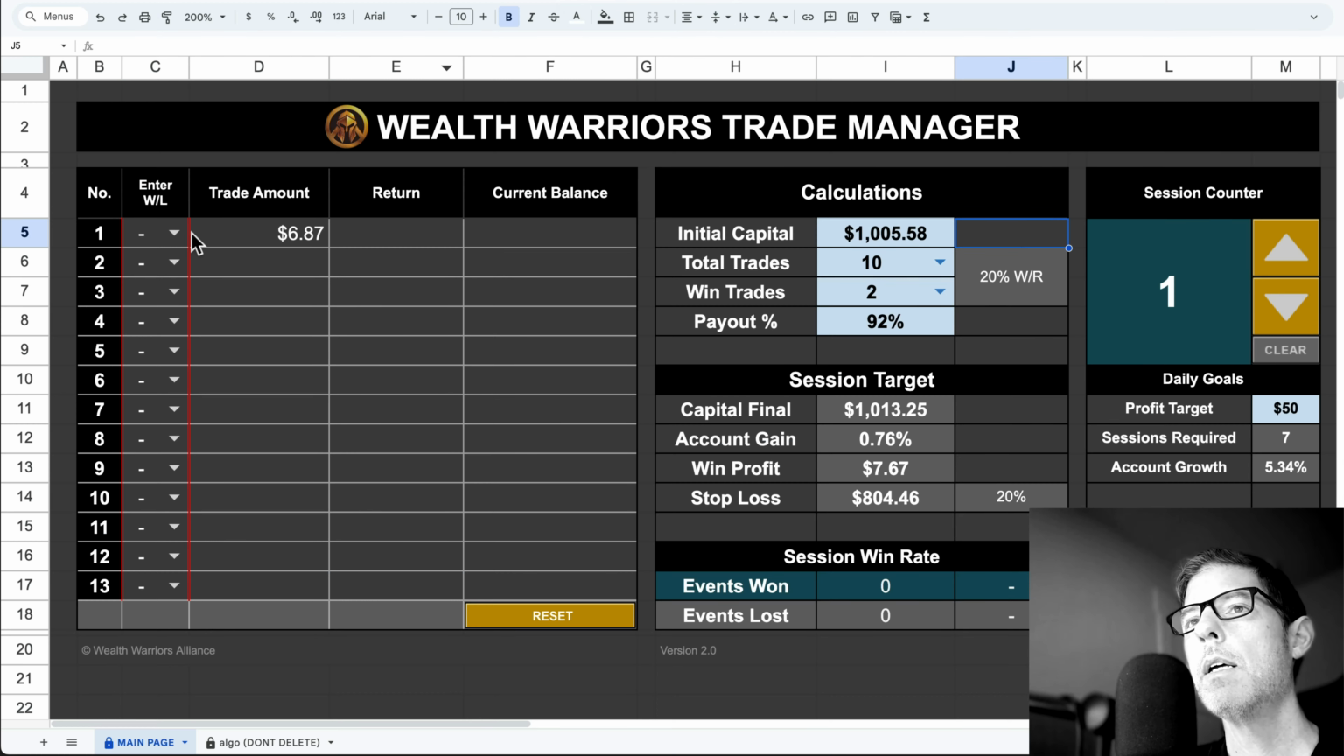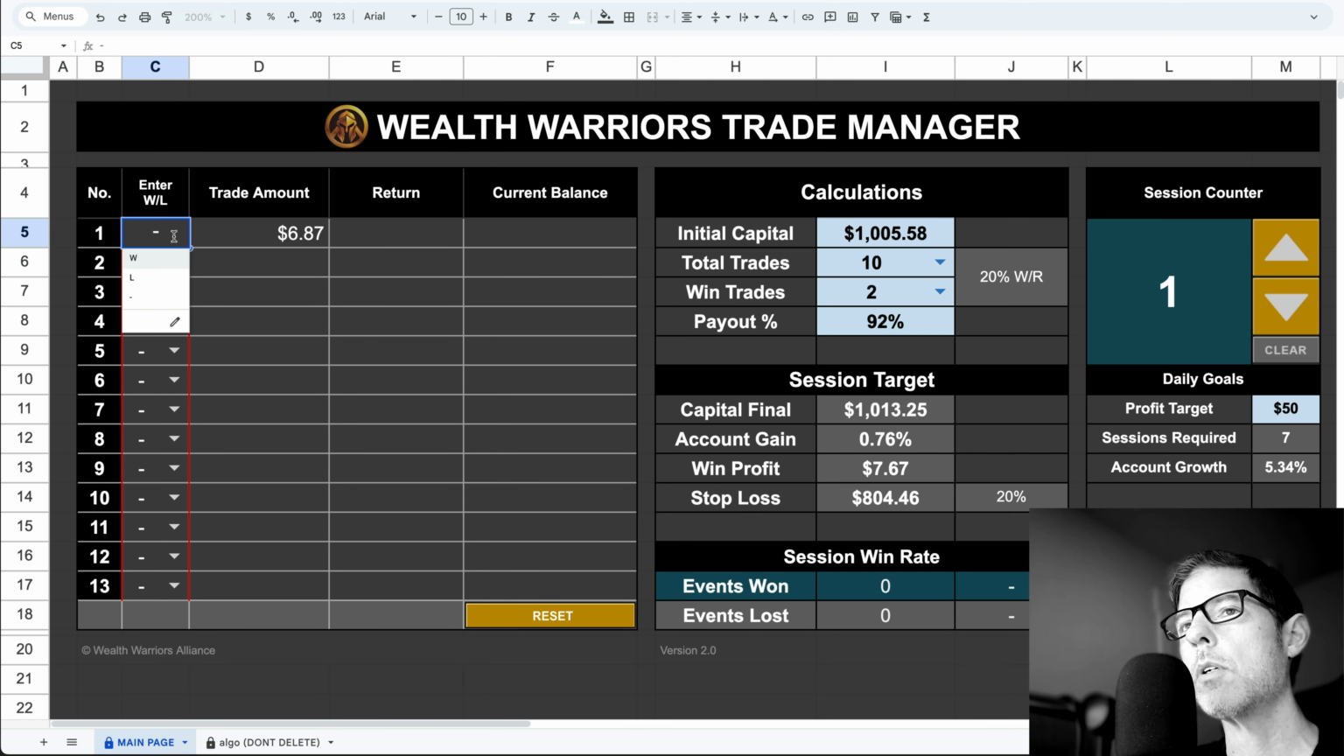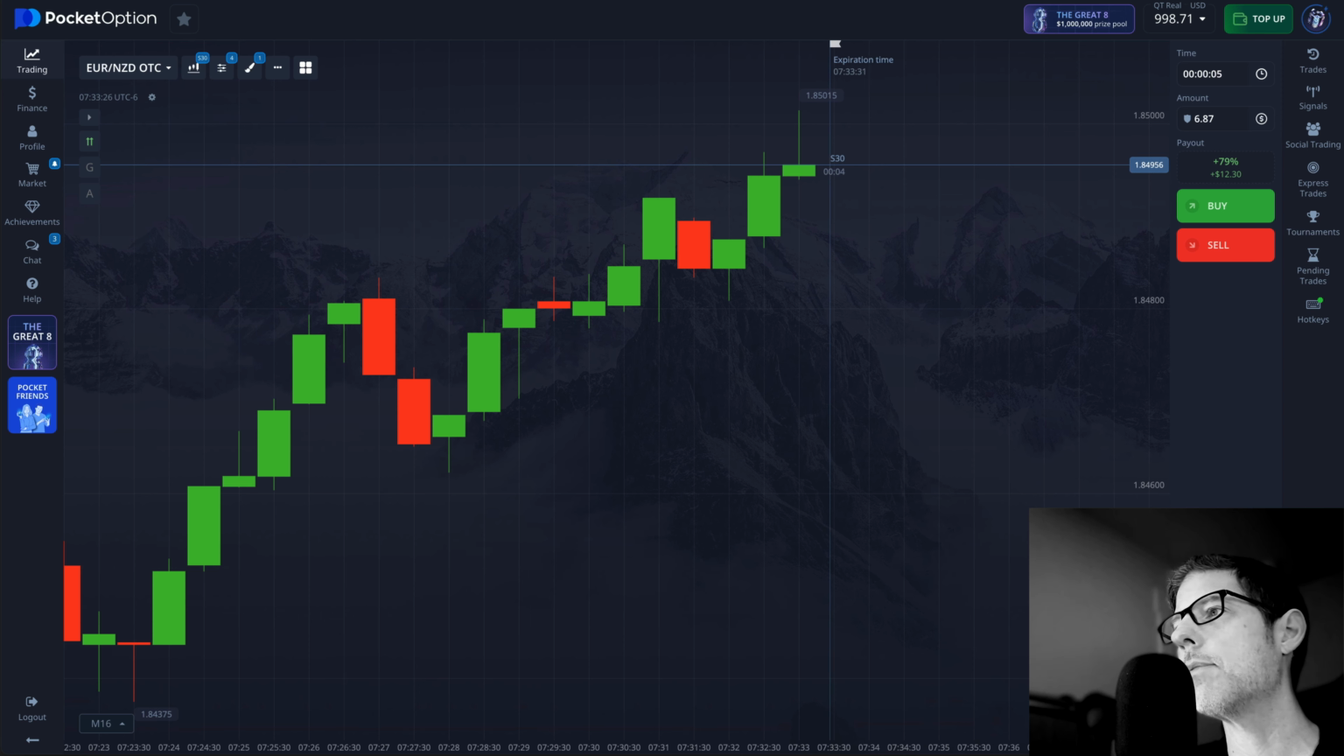Doesn't always happen, but that's okay. Don't sweat it. Just keep on moving and keep on trading. That's all you guys have to do. Just stay focused. Next trade amount is 1275.